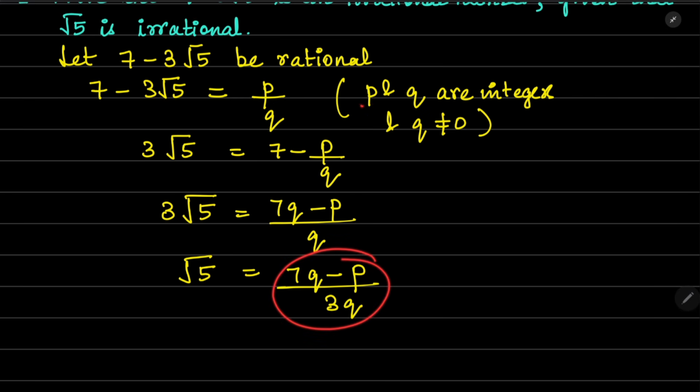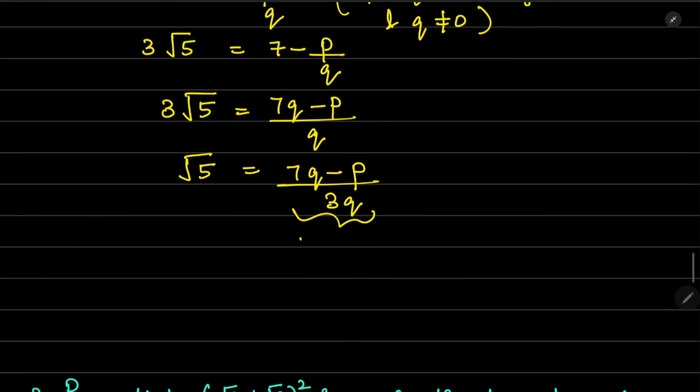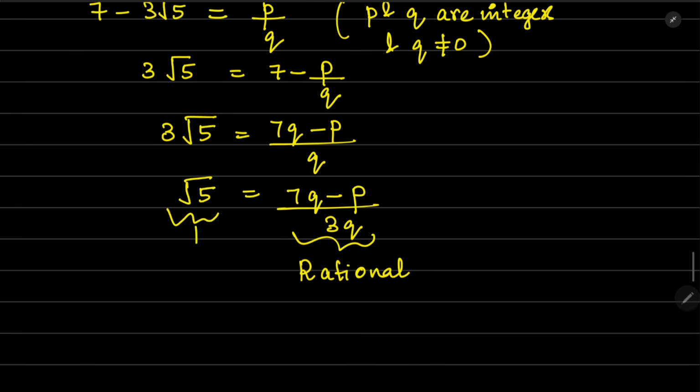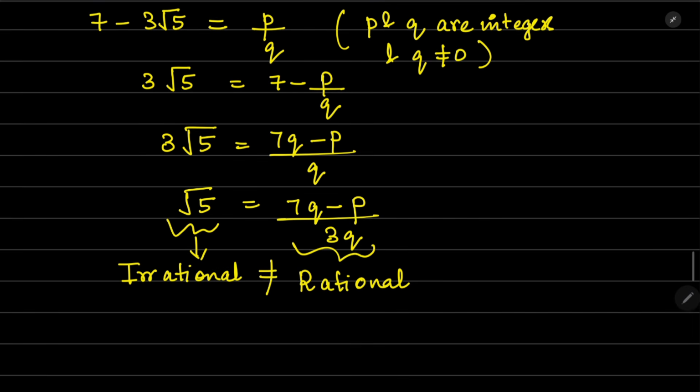Now, if you see here, p and q are both integers. So integer into integer is integer. Okay, so here everything is an integer. Integer minus integer is integer divided by integer. So this is a rational number. However, root 5 is irrational. And we can very well say an irrational number can never be equal to rational. So this makes our assumption wrong.